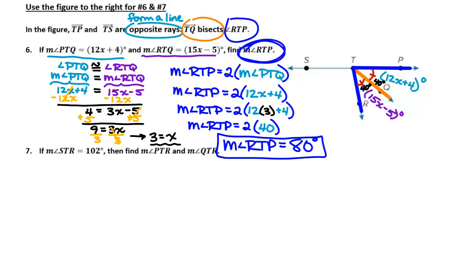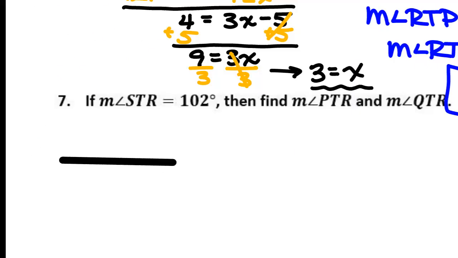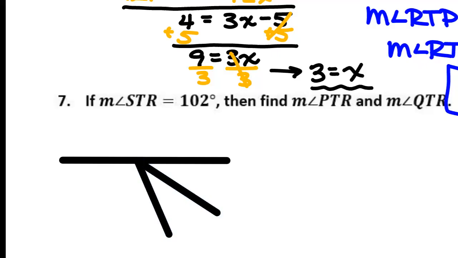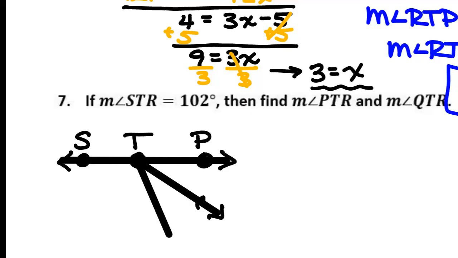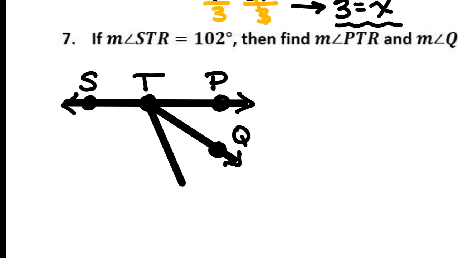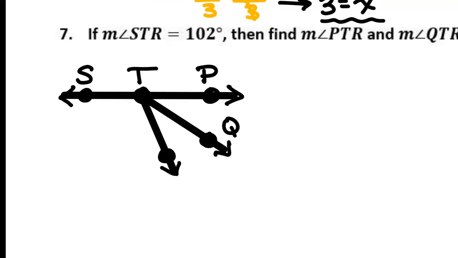Number 7 uses the same picture. So I'm going to redraw the picture for number 7 so that we can mark it all up. All right, so there's my basic picture. We have a point S here, T, P, Q, and R.